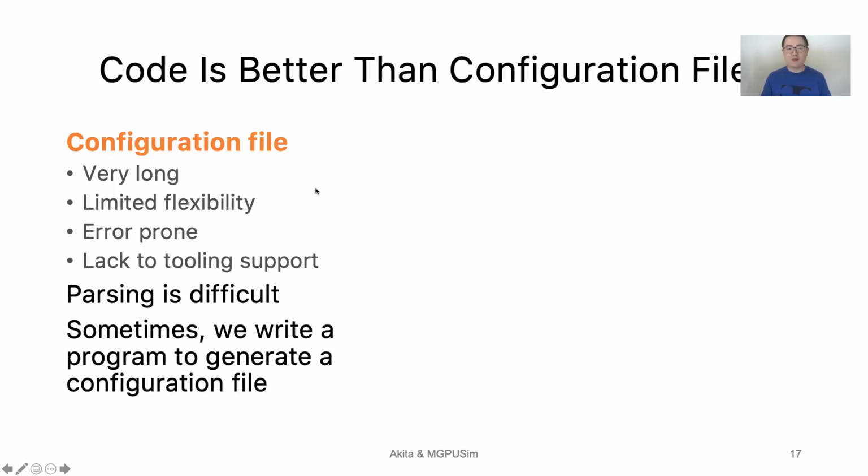And sometimes in our past experience, we typically write a Python script just to generate a configuration file, which is very annoying. Since we write a program to generate a configuration file, and then another program reads that configuration file to turn it into structs, why not just use code to directly manipulate those structs so that we can configure the hardware under simulation the way we want?